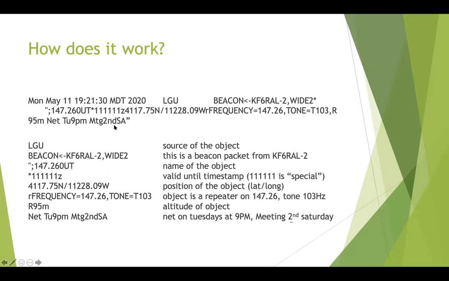So let's look at another one here. This one, the sending station, or the source of the object, was LGU. The message was a beacon type, so it was something that was sent out automatically. KF6RAL-2 is the digipeater that actually sent it. So this was a beacon packet from KF6RAL-2. The name of the object is 147.620 UT, or U rather. What that is, is the frequency. It looks like a frequency, right? It's actually a repeater object. So it's telling me that, hey, there's a repeater at 147.26.